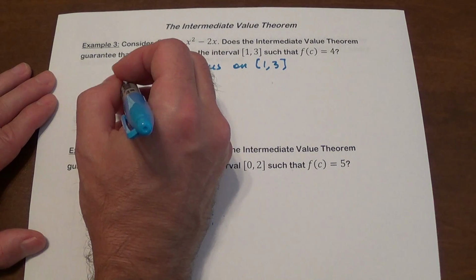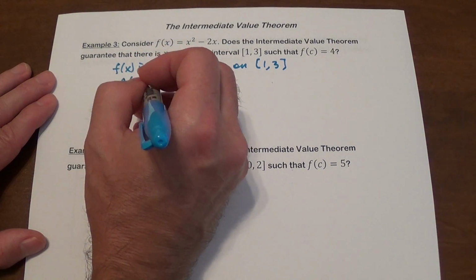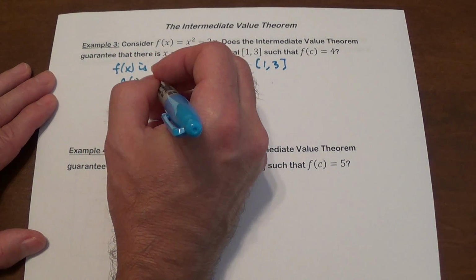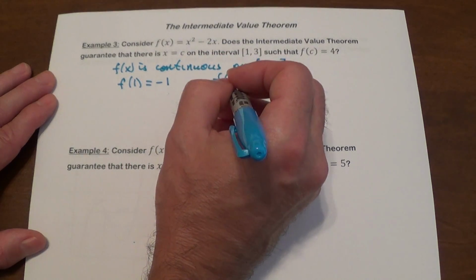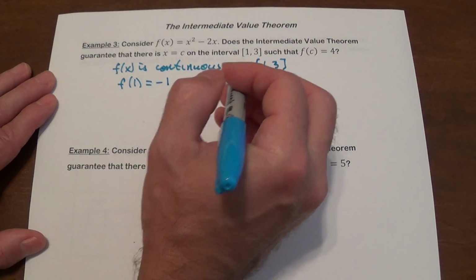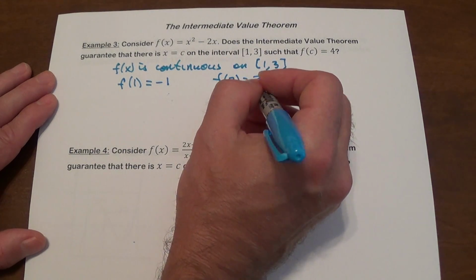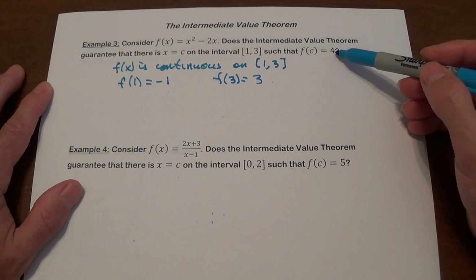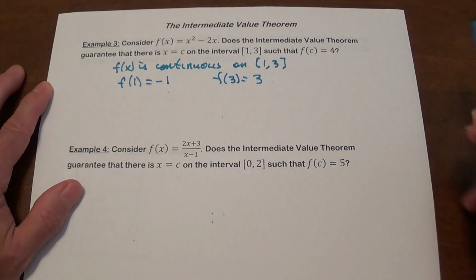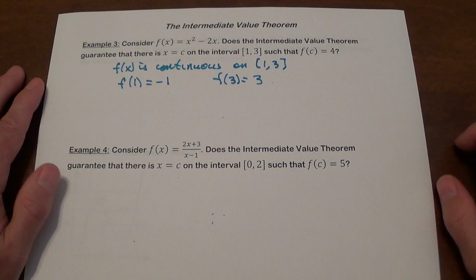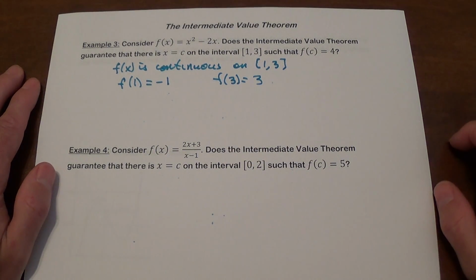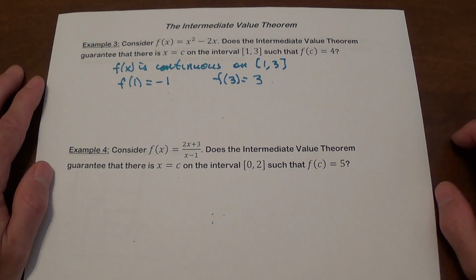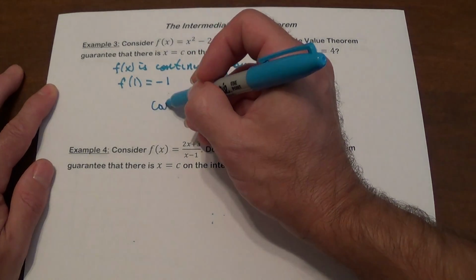And we know that f of 1 is going to equal, that's 1 minus 2, that's -1. F of 3 is 9 minus 6, which is 3. And we have a slight problem here, because this value of 4 does not fall on this interval. And that does not mean that there's no such value. That just means that we don't know. The intermediate value theorem cannot guarantee such a number. So we say it cannot be guaranteed.